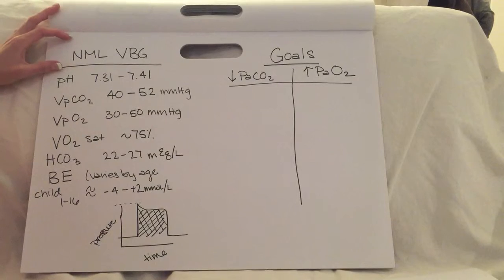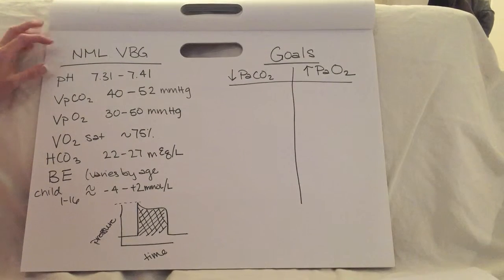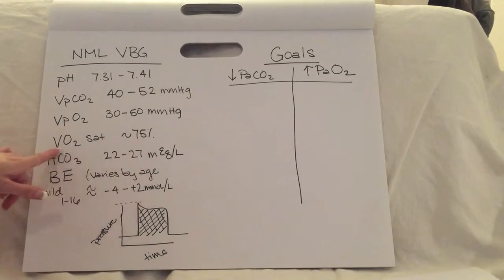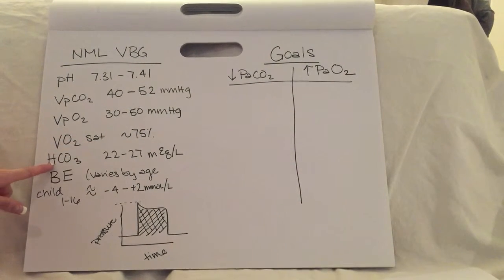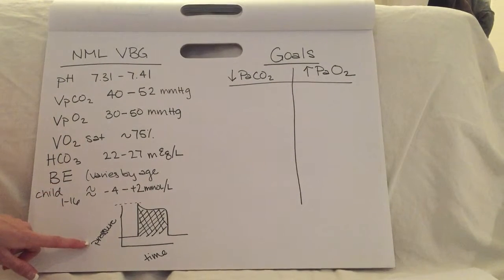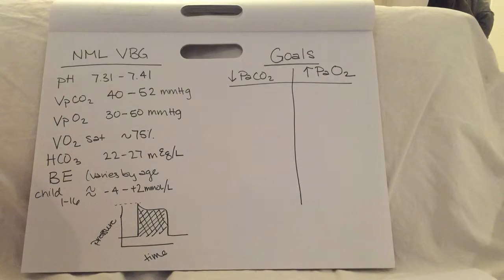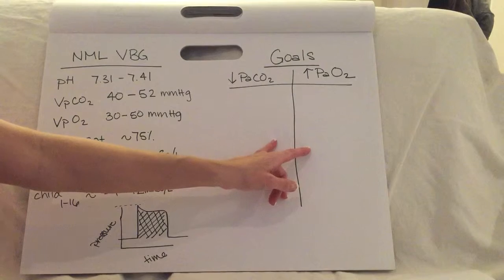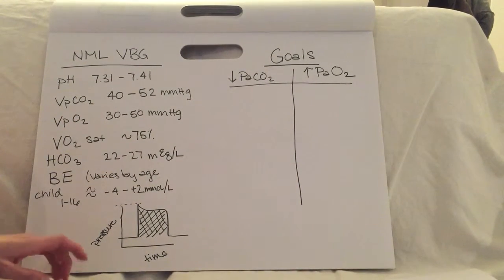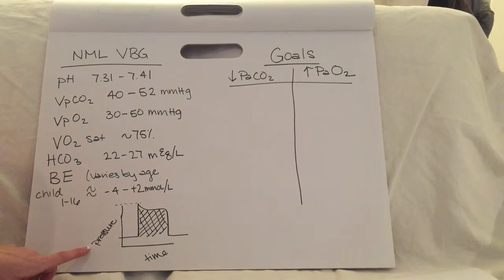So if we consider a normal venous blood gas, pH range, CO2, O2, O2 sat (this is our mixed venous sat again), our level of bicarb and our base excess, and then we consider the graphical representation of ventilation in a patient, then we can make some adjustments to help bring these values into more normal ranges.